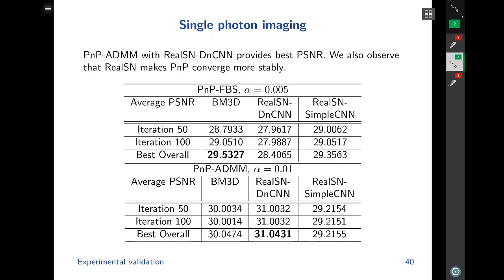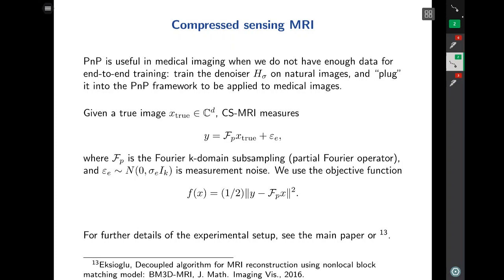Our final experiment is compressed sensing MRI. This is a medical imaging setup. Plug-and-play is particularly useful in medical imaging when we do not have enough data for end-to-end training. In medical imaging, real patient data is difficult to use due to privacy concerns. With plug-and-play, we can train the denoiser on natural images and plug this denoiser into the plug-and-play framework and use it for medical imaging problems.